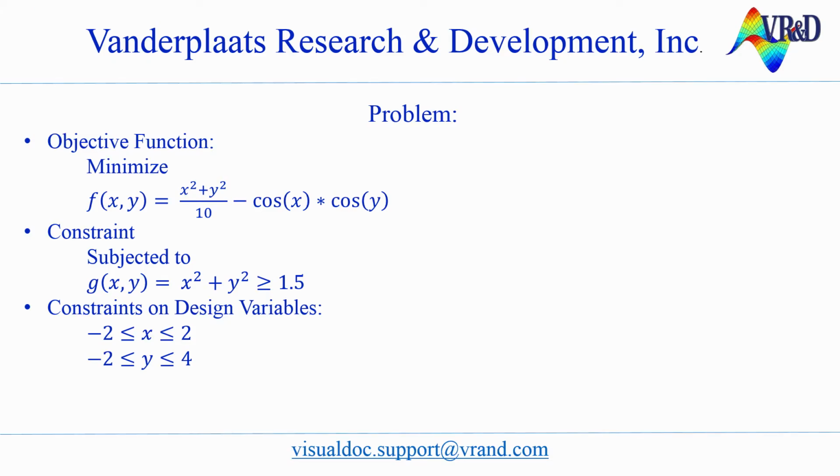Let's start with a simple example to demonstrate the steps required to solve a basic optimization problem. Here, the objective function is to minimize (x² + y²)/10 − cos x · cos y. It is subject to the constraint x² + y² ≥ 1.5. Constraints on design variables: for x, the lower bound is -2 and the upper bound is 2. For y, the lower bound is -2 and the upper bound is 4. This is a very simple example for demonstration. VisualDOC is capable of solving extremely complex problems.